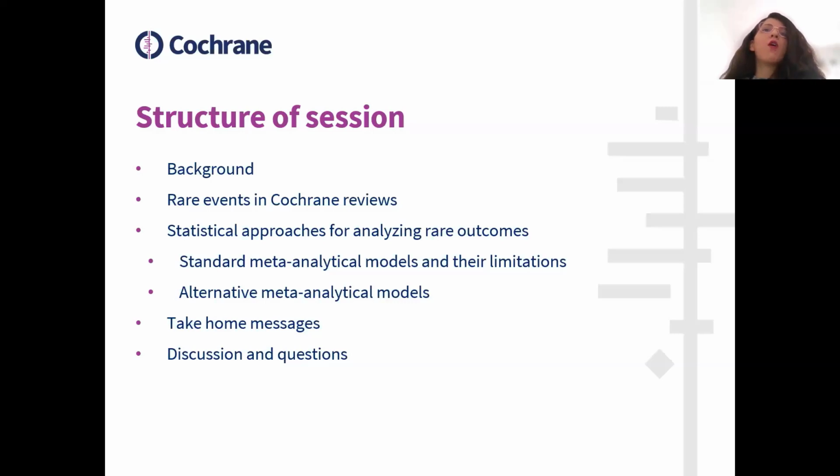We will present all the statistical approaches which can be used for analyzing rare events, and we will emphasize the standard meta-analytical models which are available in RevMan, but also we will present their limitations. And we will talk very briefly about some alternative meta-analytical options that we can use instead. In the end, I'm going to give you some short take-home messages, and of course, there will be plenty of time for discussion and answering your questions.